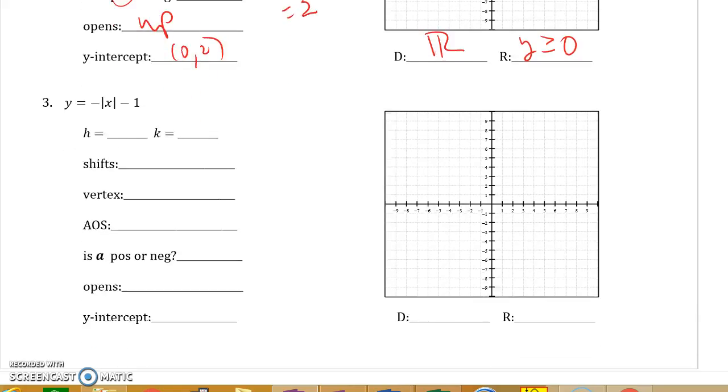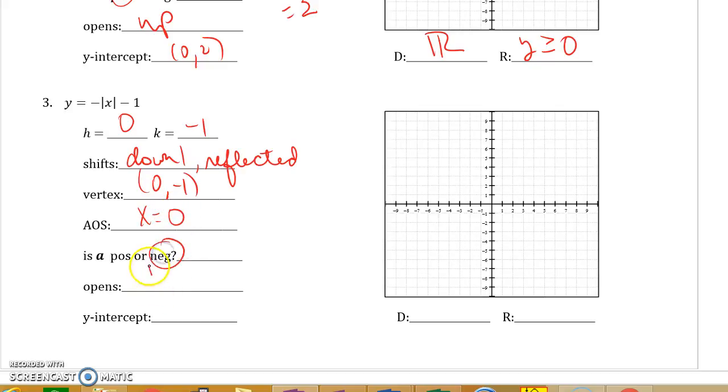Let's do one more. The h is 0, the k is -1. It shifted down 1, and this one should be reflected. Vertex (0, -1). Axis of symmetry was x equals 0. The a is negative, which means it opens down. So upside down like this. Sorry, I made a parabola. So V, upside down. The y-intercept, we're going to plug in 0 for the x. -0 is still 0. -1 should be -1.